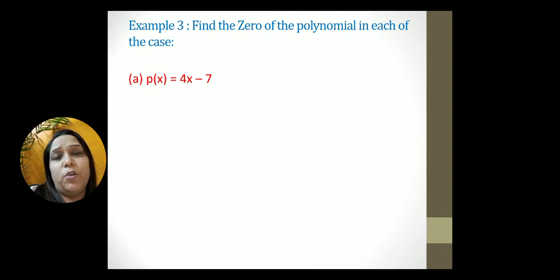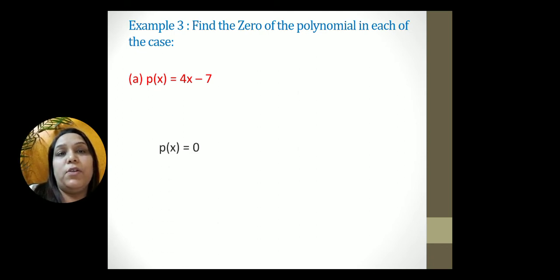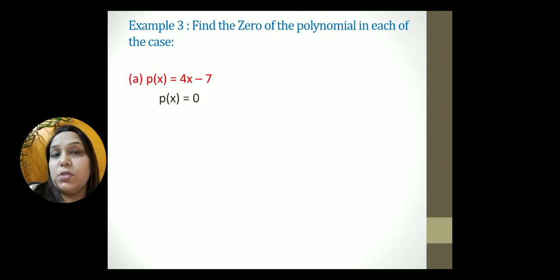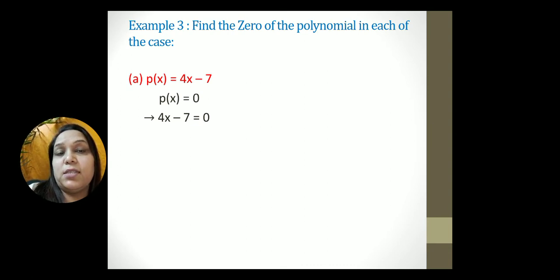Now the 0 of the polynomial is where its value is equal to 0, p(x) = 0. So what we will do, we will put p(x) = 0, and then we will find out the value of x, for which value of x this will be equal to 0. It means we have to find out when 4x - 7 = 0. Now it is an equation, and I think you are very familiar with solving this type of equation and finding the value of x.